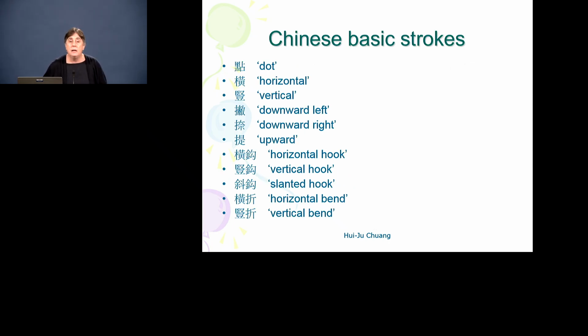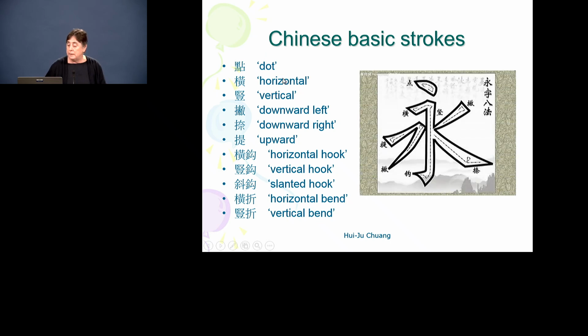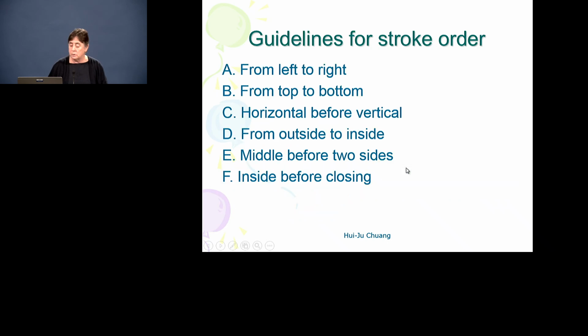Speaking of writing, over time, the way that we write Chinese characters has also been standardized, and now there are these different types of strokes. A dot, and here is the character yong, which represents all of them. So you have a dot here, a horizontal line, a vertical line, a downward left, downward right, upward, horizontal hook. Okay, so that is a horizontal hook.